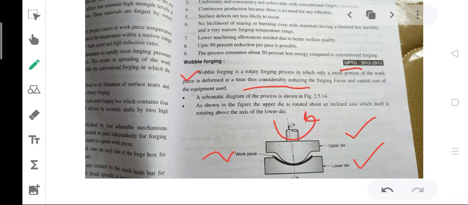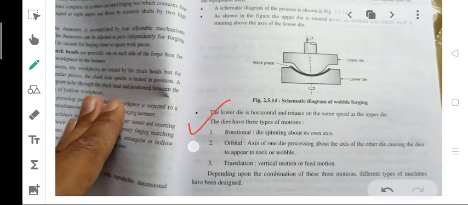First, rotational motion, in which the die spins about its own axis. Second is the orbital motion, in which the axis of one die precesses about the axis of the other die, causing the upper die to appear to rock or wobble. And third is translation, the vertical motion or feed motion. Depending upon the combination of these three motions, different types of machines have been designed. So there are three motions: rotational, orbital, and translation.